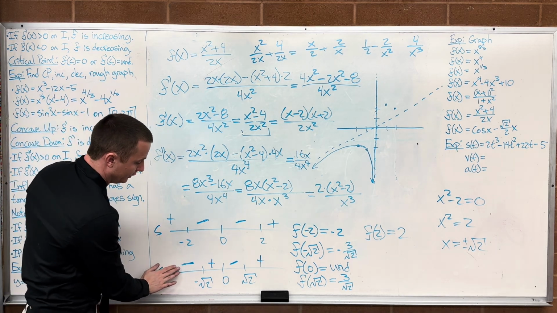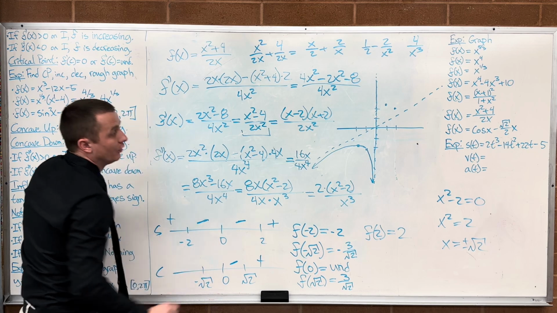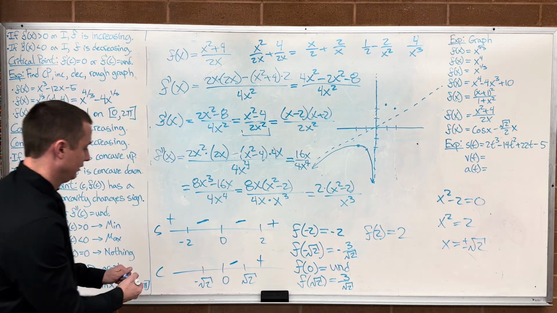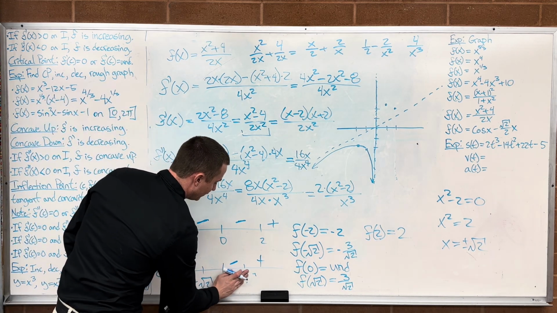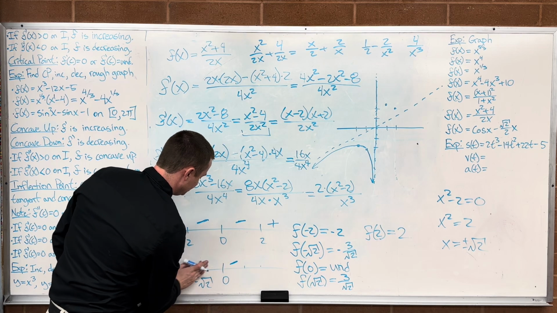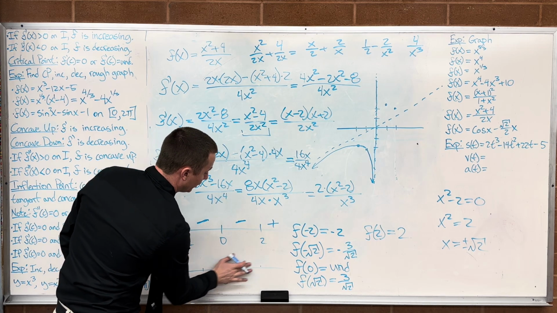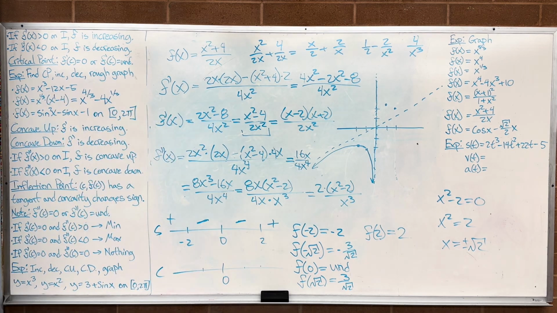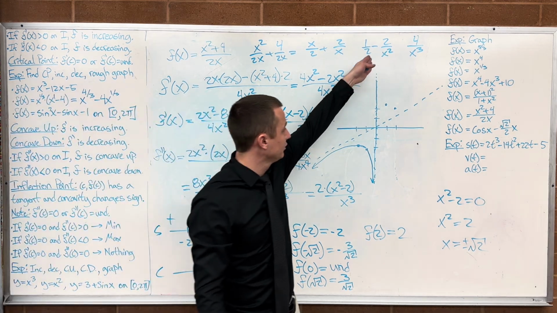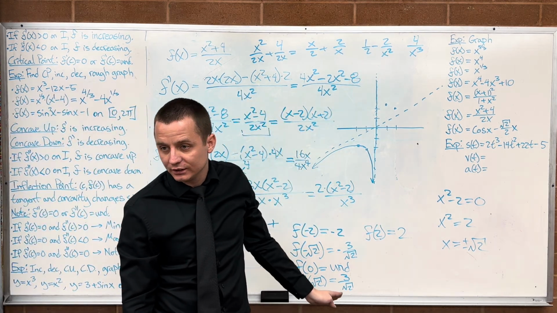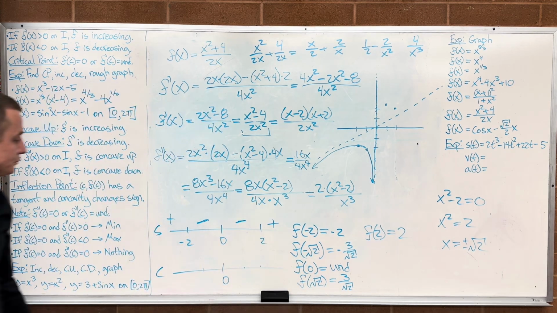Our only inflection point was potentially at 0, right? Well, 0 is the asymptote. Right, and it's also our only potential inflection point, but it's not an inflection point because there's no tangent line there. Yeah, right.